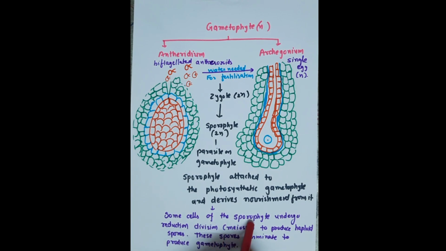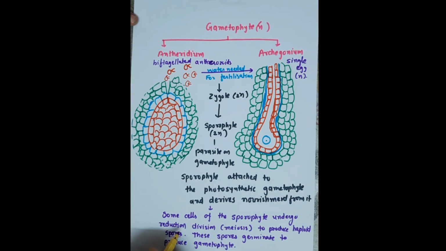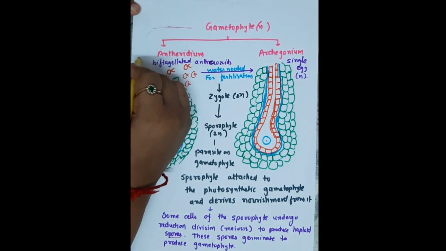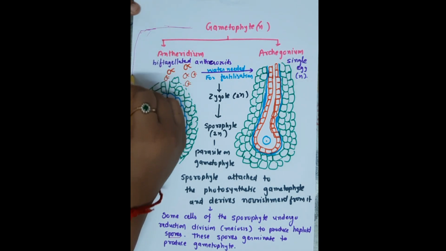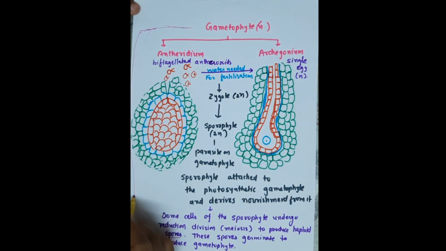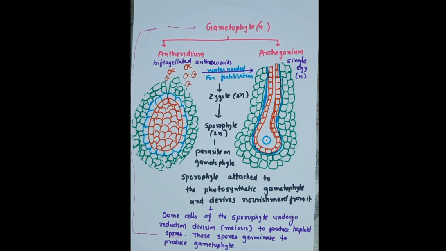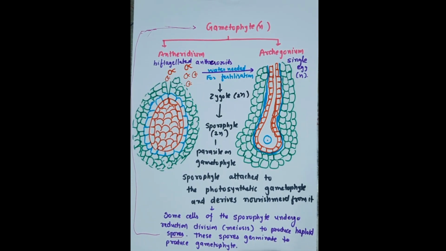Now some cells of the sporophyte undergo reductional division. Some cells undergo reduction division to produce haploid spores, and these spores germinate to produce the gametophyte. Then these spores germinate, and what do they form? Again the gametophyte. And again the cycle continues, right. So this is most important.